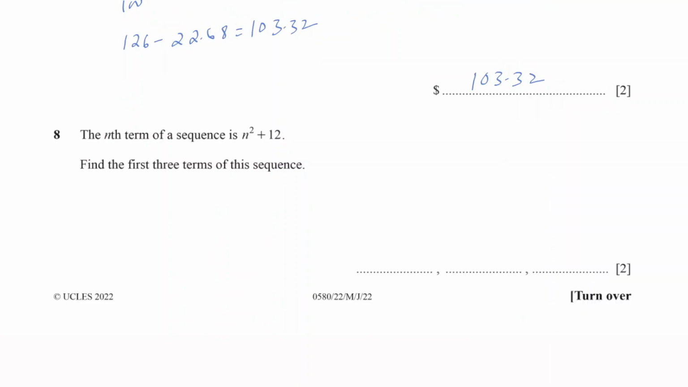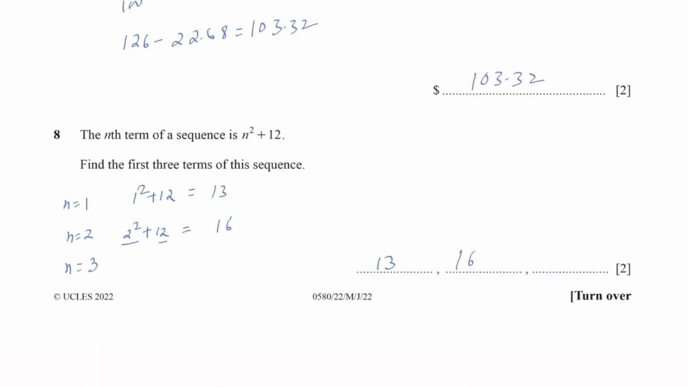Question number 8. The nth term of the sequence is n squared plus 12. Find the first three terms of the sequence. For finding the first term, I'll put the value of n as 1. So 1 squared plus 12. 1 squared is 1, so 1 plus 12 is 13. That is the first term. For the second term, I'll put n equals 2. So 2 squared plus 12. 2 squared is 4. So 4 plus 12 is 16. You can use a calculator for that if you want.